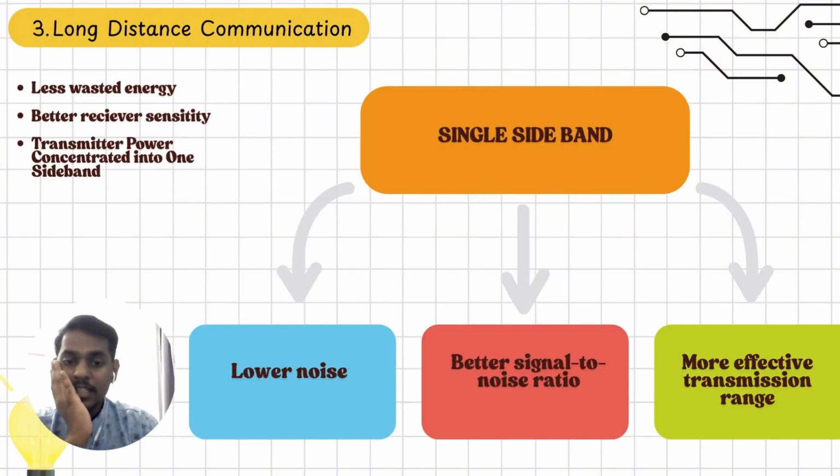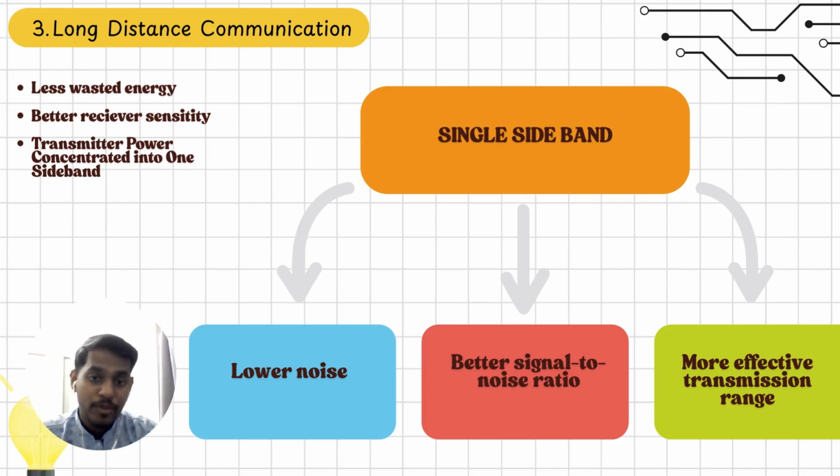Next we're going to explain that SSB is widely used for long distance communication, because it uses both bandwidth and power more efficiently compared to conventional AM. As we learned before, SSB provides several important advantages, such as less wasted energy.